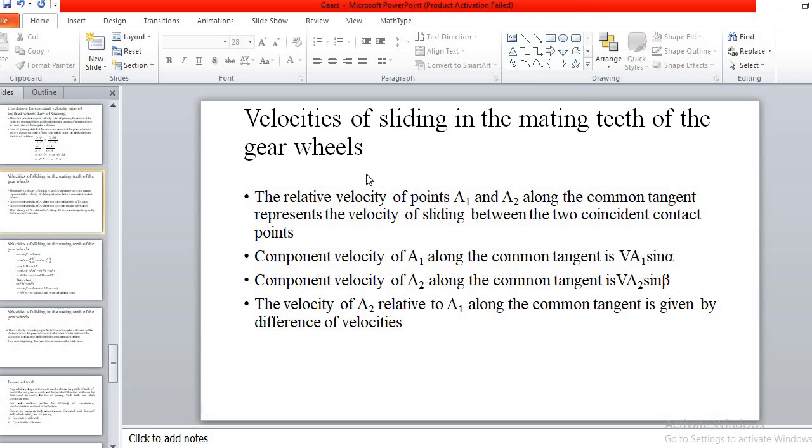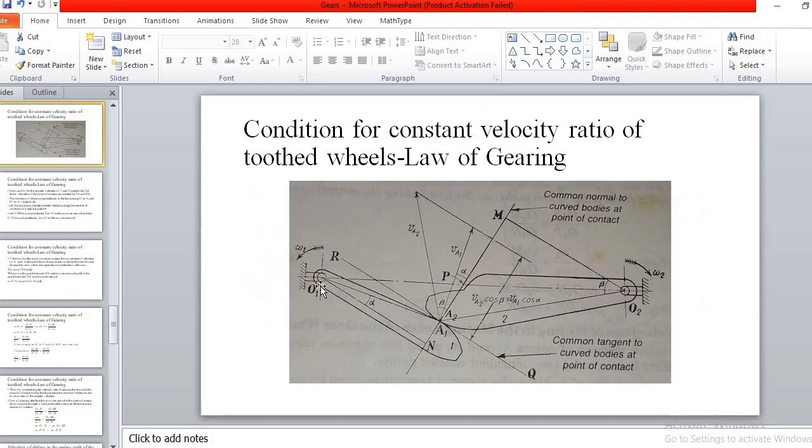So the difference between the components of that particular velocity is the velocity of sliding, and that will be considered like this. We consider the component of velocity A1 along the common tangent RQ. This RQ is parallel to this, so we consider the component along this line.